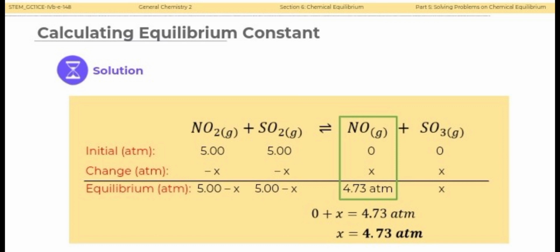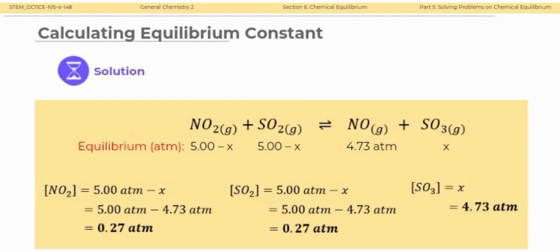For sulfur trioxide, the equilibrium partial pressure equals X. For nitric oxide, it is 4.73 atmosphere. Focusing on the boxed portion of the table, we have 0 plus X equals 4.73 atmosphere. Solving for X gives us X equals 4.73 atmosphere. Substituting X in the obtained expressions for equilibrium partial pressures, we obtain the following values. For nitrogen dioxide and sulfur dioxide, 0.27 atmosphere. For sulfur trioxide, 4.73 atmosphere.